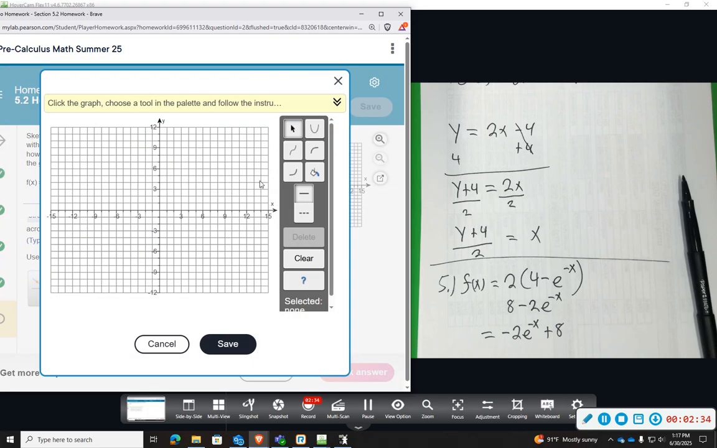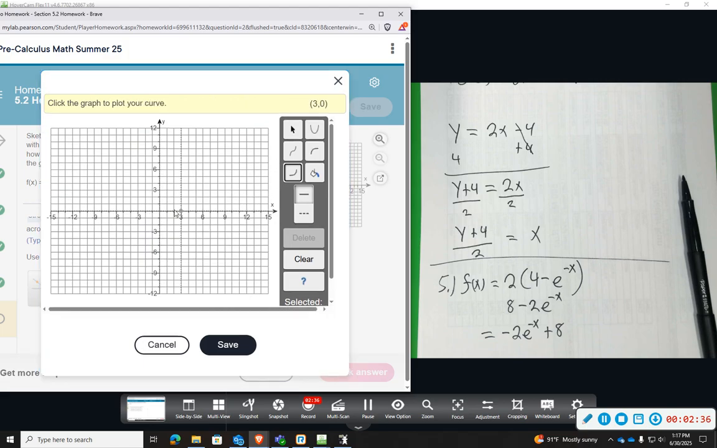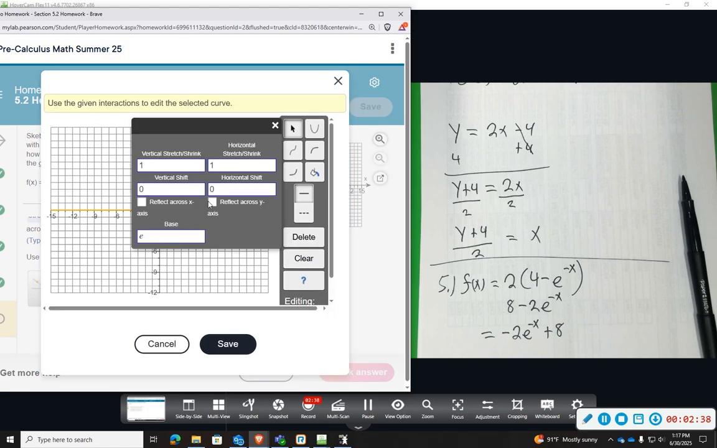And then we'll do that same thing with the graph. Make sure you do all of those in the correct order. So flip across the y, vertical stretch by 2. We'll flip across the x, and then vertical shift 8 units.